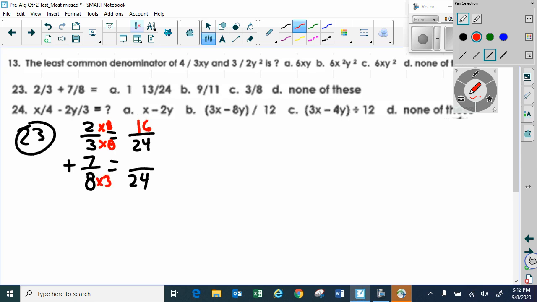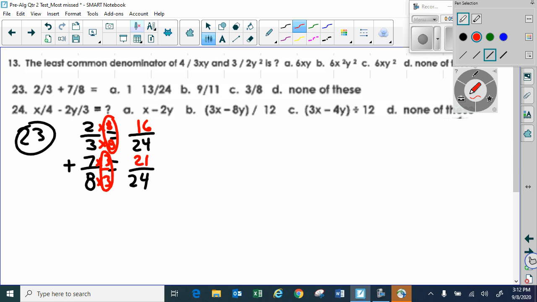And 8 times 3 is 24. So I multiply by 3 up top. 7 times 3 is 21. And why do I do that? Because 3 divided by 3 is 1. 8 divided by 8 there is 1. So I'm really multiplying 2/3 times 1. I'm not changing the fraction at all. It's called the equivalent fraction.